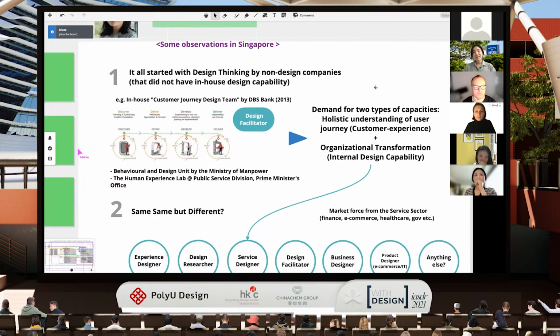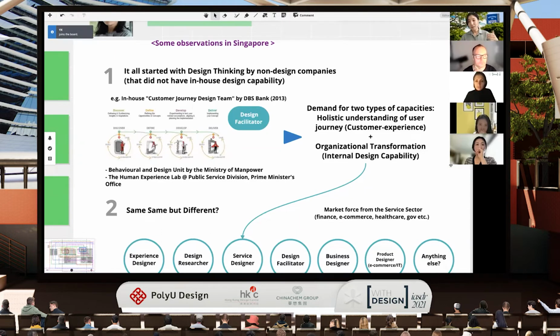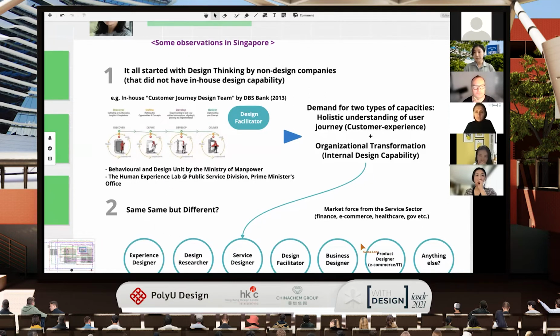As you see here, while service design related terms like customer journey, journey experience, journey thinking were popularly used, the term service design itself was not really used because there wasn't really awareness back then. And those key actors in such activities were rather called design facilitators or design innovators.